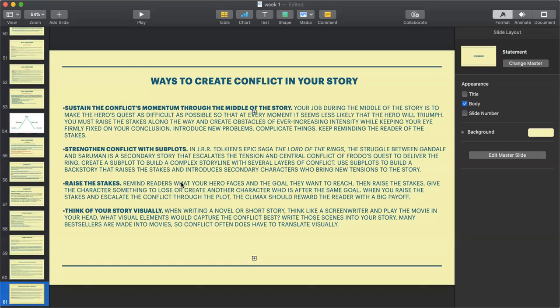Okay. Another way of creating conflict is to raise the stakes. What is there to lose? If the character will not succeed or will not reach the goal, then what will happen? Got it? So give the character something to lose, or create another character who is after the same goal. Then there will be a competition. When you raise the stakes and escalate the conflict through the plot, the climax should reward the reader with a big payoff, right? The readers, the audience, will be very happy at the climax.